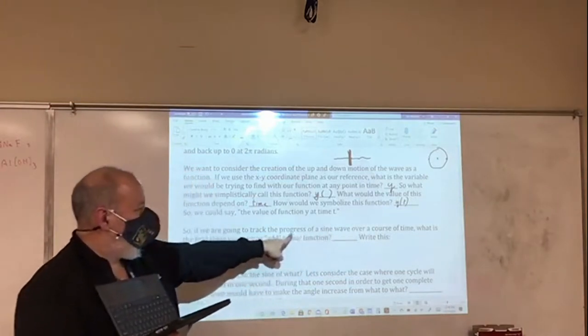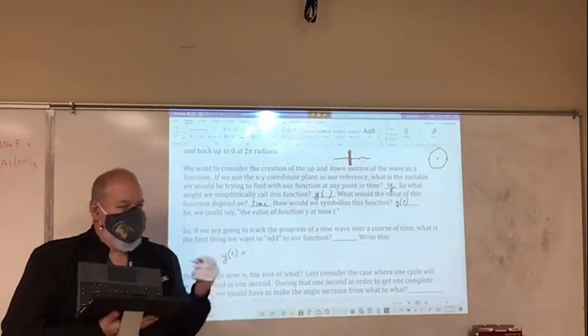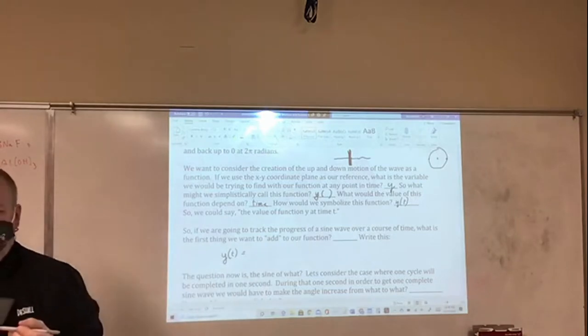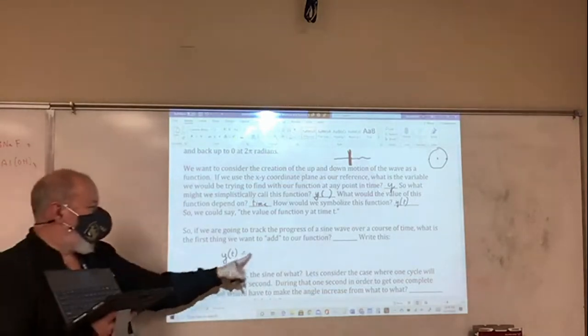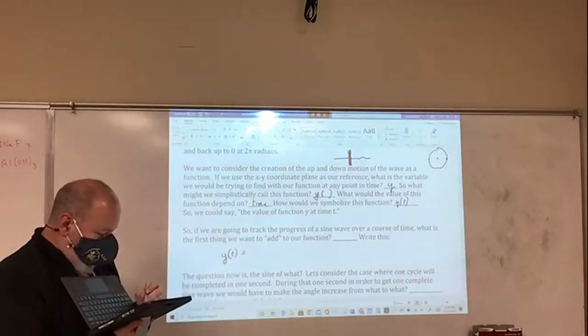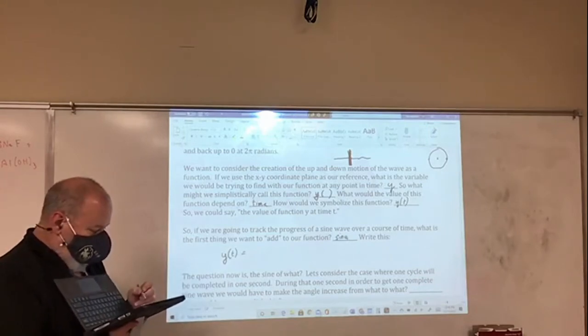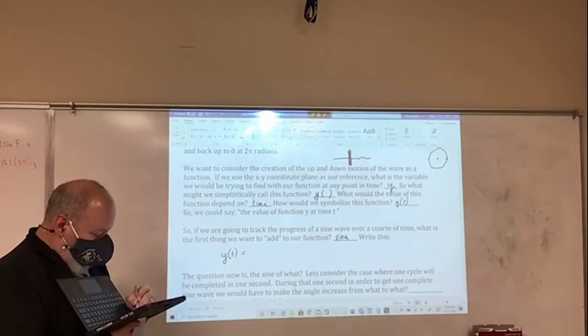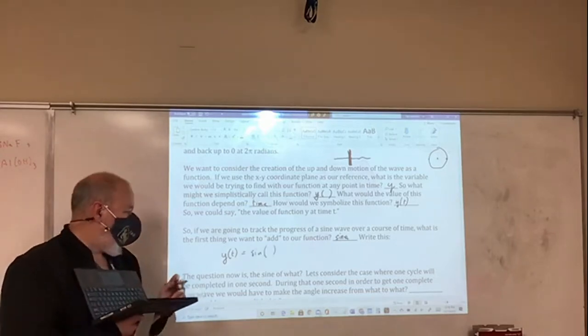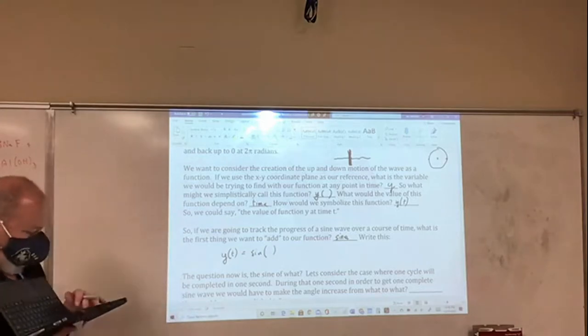Over the course of time, isn't it just going to equal the sine of something? Y of t is going to equal the sine of something, right? We're building a function here. We want to add sine of something. Okay? The question now is the sine of what?